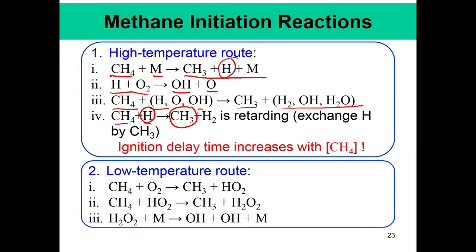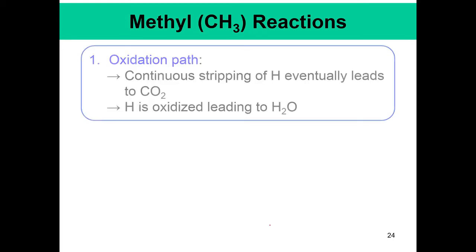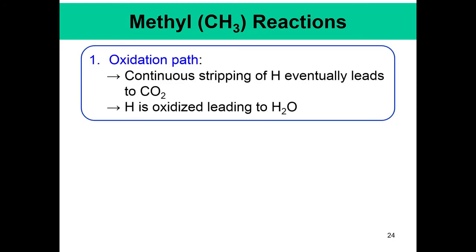The low temperature route is that the CH4 will react with O2 to form CH3 plus HO2, CH4 plus HO2 goes to form CH3 plus H2O2, hydrogen peroxide, and hydrogen peroxide plus M goes to form this chain branching OH plus M. So, this is the low temperature oxidation path.